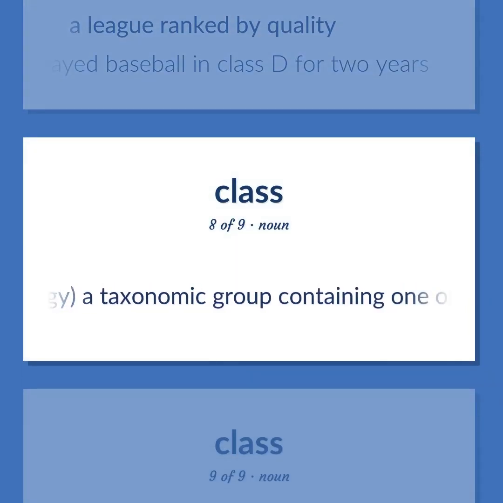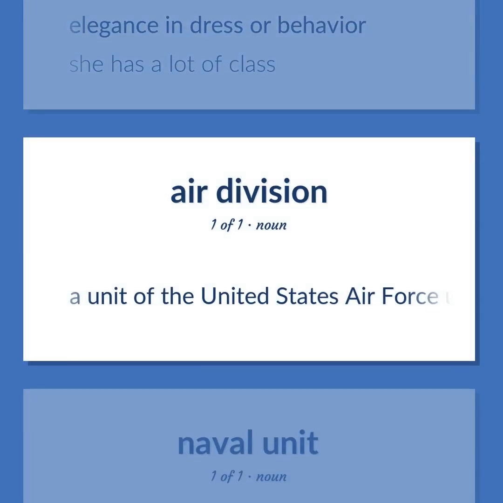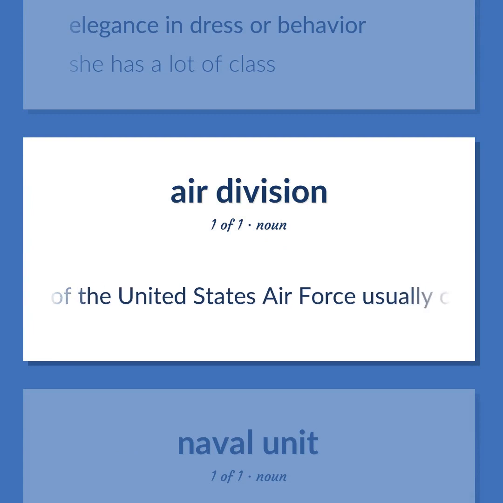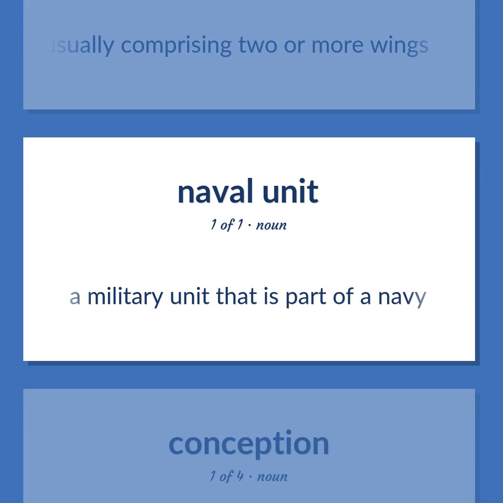Biology. A taxonomic group containing one or more orders. Elegance in dress or behavior. She has a lot of class. A unit of the United States Air Force usually comprising 2 or more wings. A military unit that is part of a navy.